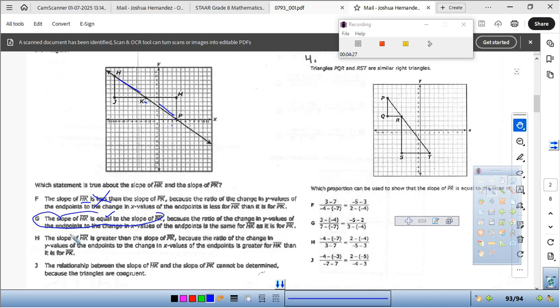The slope of HK is greater. The relationship between the slope of HK and the slope of JK cannot be determined. You can definitely calculate rise over run. So they are equal. No matter what triangles you see, as long as they go back to the same line, they're going to be the same slope. Equal to each other. Even if I do small ones, medium ones, whatever. As long as they go back to the same lines, equal.